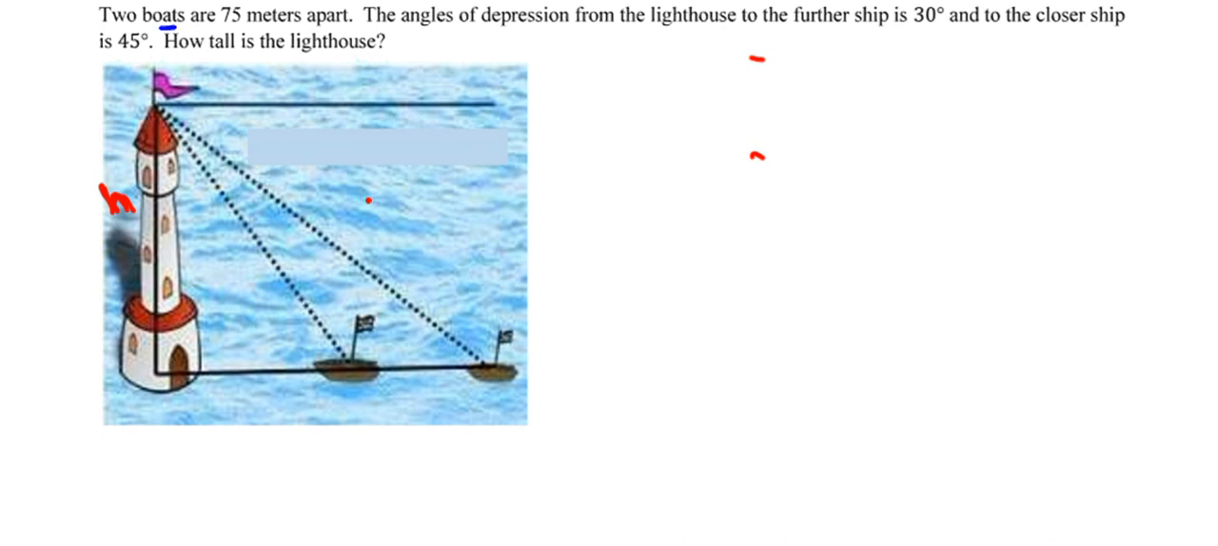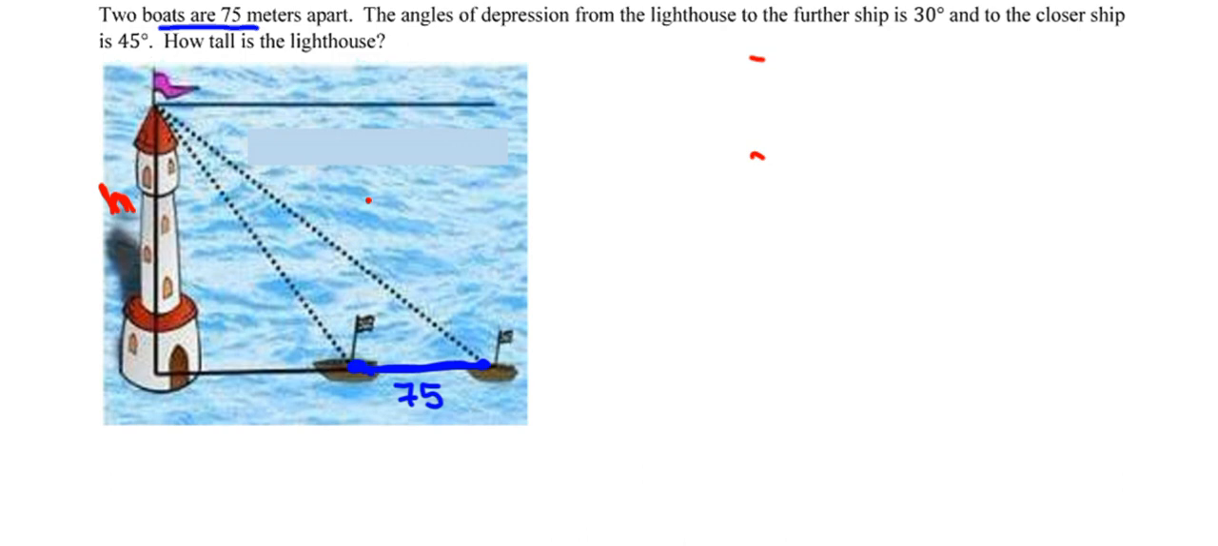We know that the two boats are 75 meters apart, so the distance represented by the blue line segment is 75. And like in the previous video, I'm noticing that the segment whose length is 75 doesn't make up the side of any right triangle.